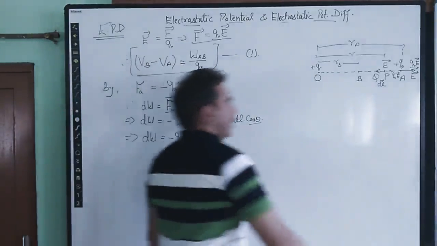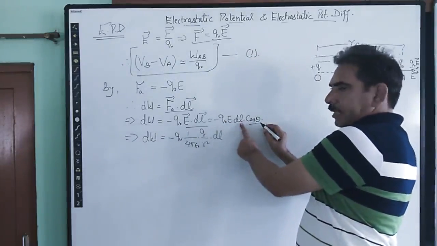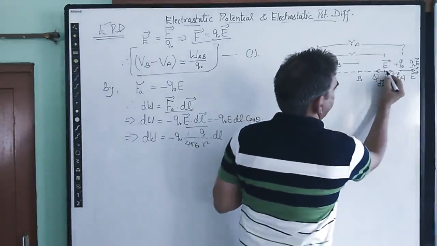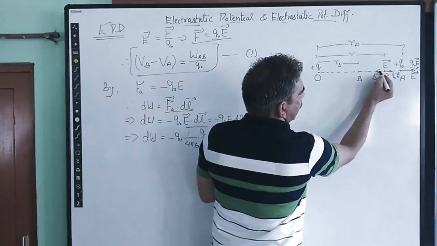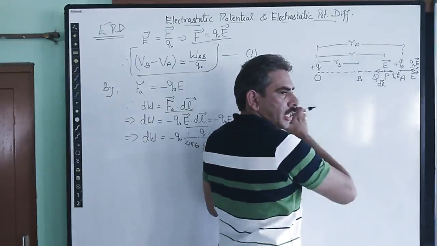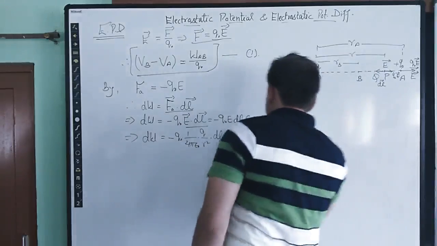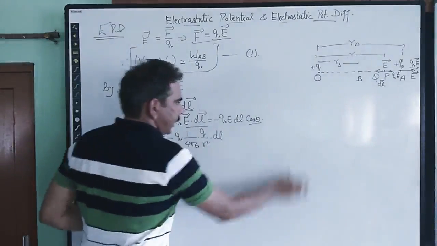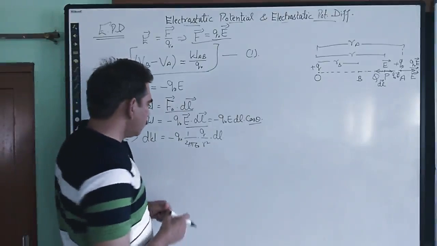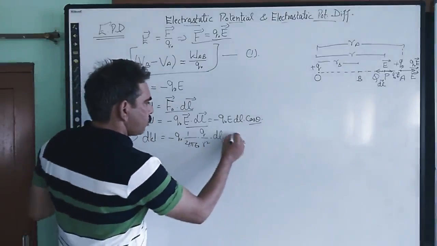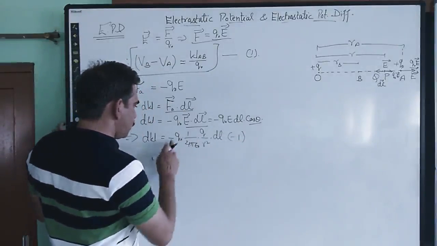So from this situation, this theta is the angle between the electric field and the length element. This is the direction of electric field, which is away, and this is the direction in which dl displacement is taking place. So both are opposite to each other, due to which the angle becomes 180 degrees. So cos 180 degrees means minus 1. So from here, this minus and this minus becomes positive.